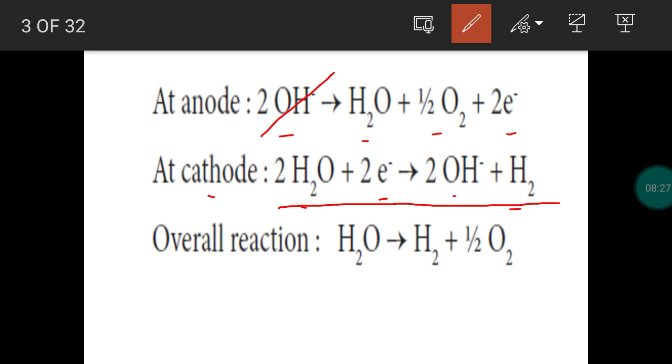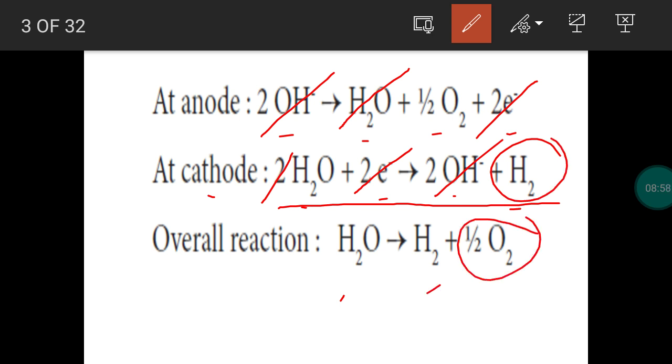So in the reactant side, we have two hydroxide ions. The product side also has two hydroxide ions. In the reactant side, we have two electrons. The product side also has two electrons. Then in the reactant side, we have two molecules of water, but in the product side, only one molecule of water. So what are the remaining terms? An H2O molecule in the reactant side, hydrogen gas in the product side, and oxygen gas in the product side. So we write the overall reaction in this electrolysis process.